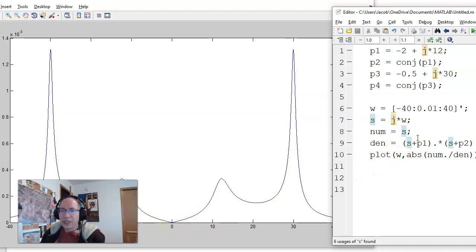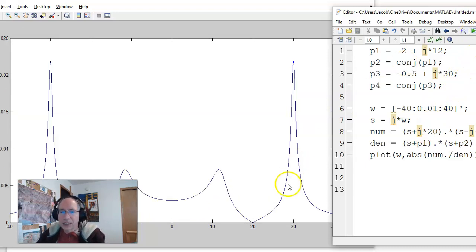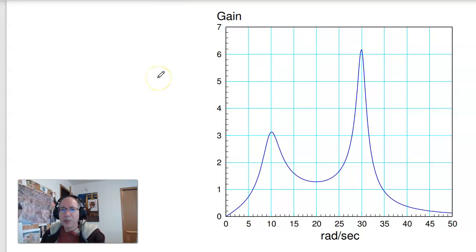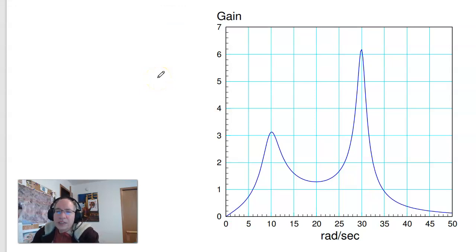If I were to say the numerator is S plus J times 20 times S minus J times 20, now at 20 radians per second, the gain is 0. So the zeros tell you where the gain is 0. The poles tell you, well, the resonance tells you the pole, the imaginary part. The bandwidth tells you the real part. So going back to this problem, if this is the gain versus frequency, what's the transfer function? Where are the poles and zeros? We'll give you a couple minutes to think about that. Let you pause it.